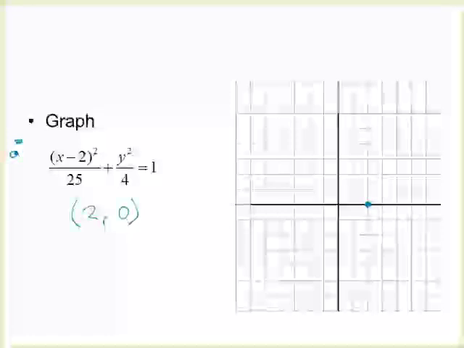Under the x is a 25. Take the square root of that, which is 5, and that tells us how far to go in the x directions. Under the y is a 4. Take the square root of that, which is 2, and that tells us how far to go in the y directions. And connect around.